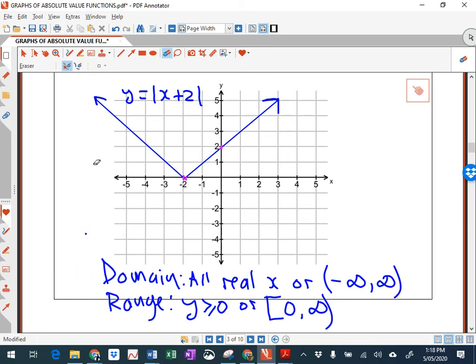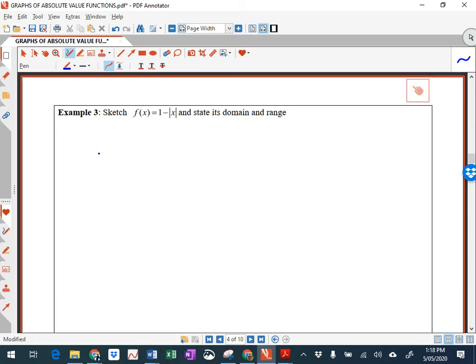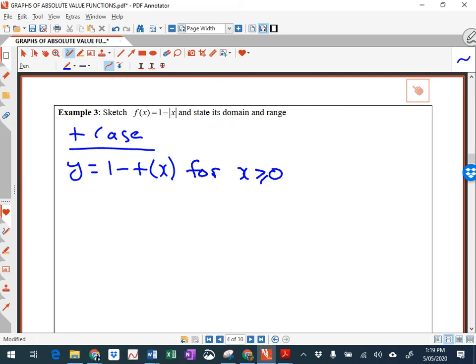Okay. Now, let's have a look at another question. What about this one? Got to sketch f of x equals 1 minus mod x. Let's do that. So, first of all, do the positive case. Positive case. Well, that's going to be y equals 1 minus, if you like, we put a positive in front of the x, for x bigger than or equal to 0. So in other words, y equals 1 minus x for x bigger than or equal to 0.